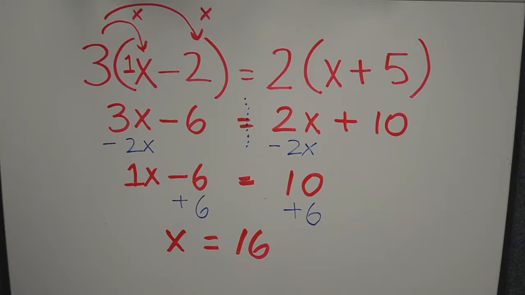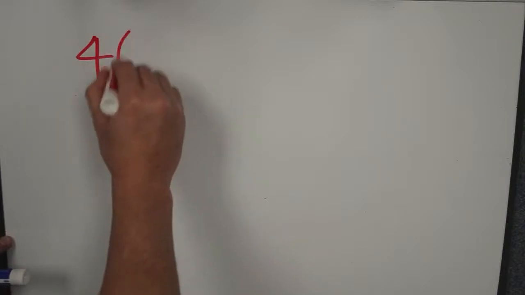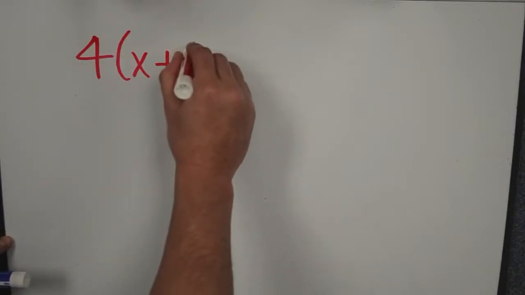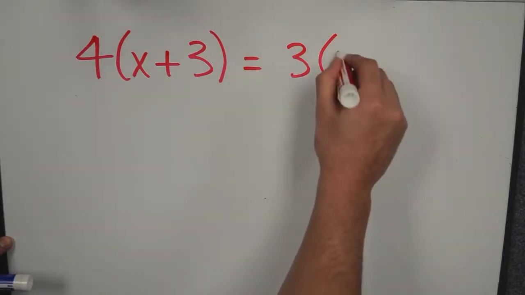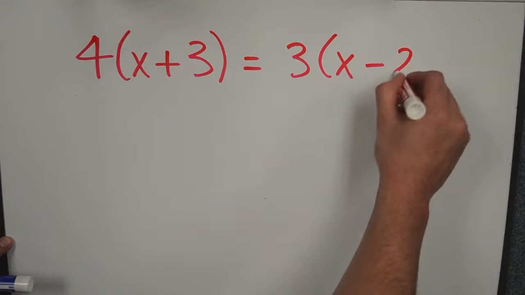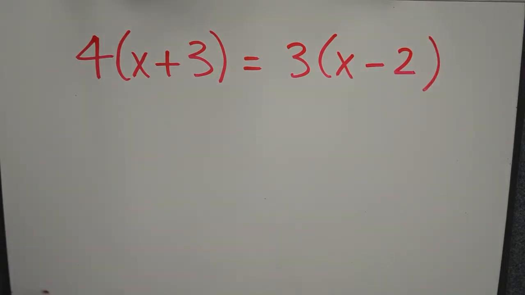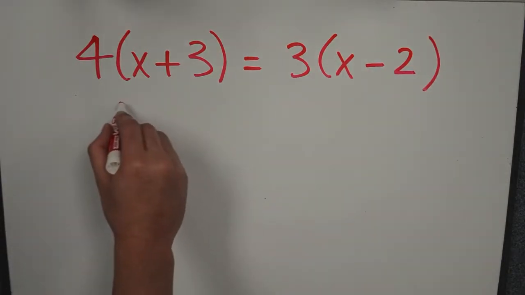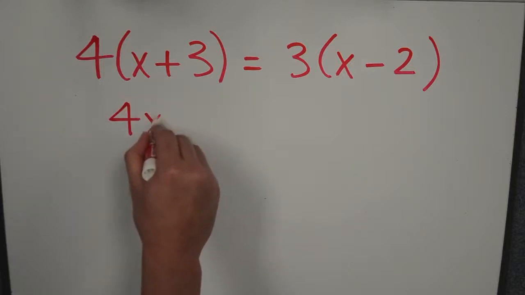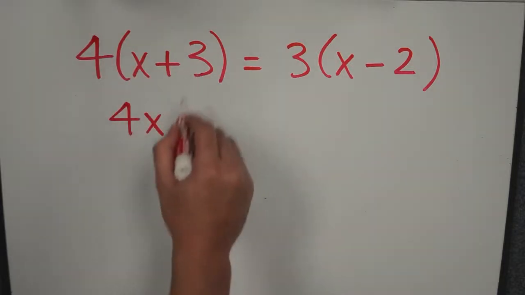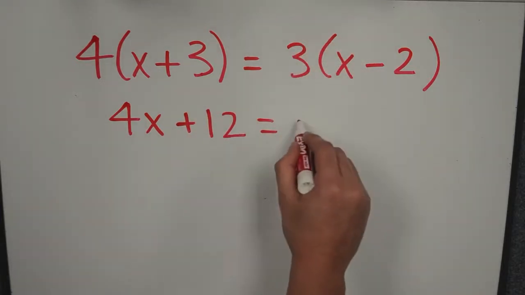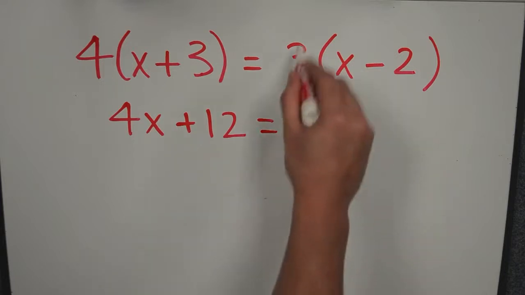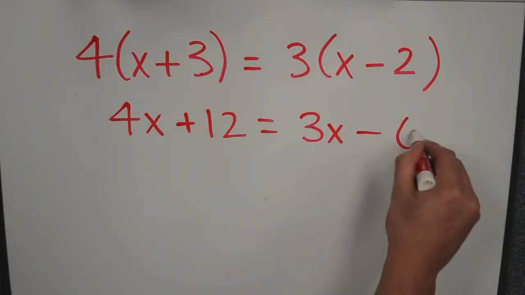All right? Lots of little steps there. We'll try with another example. So here we go. Let's try 4 bracket x plus 3 end bracket is equal to 3 bracket x minus 2. All right? Do the distributive property first. That's the first step. So I multiply the outside number times both numbers on the inside. 4 times x gives me 4x. 4 times positive 3 gives me 12. Equals 3 times x gives me 3x. 3 times negative 2 gives me negative 6.